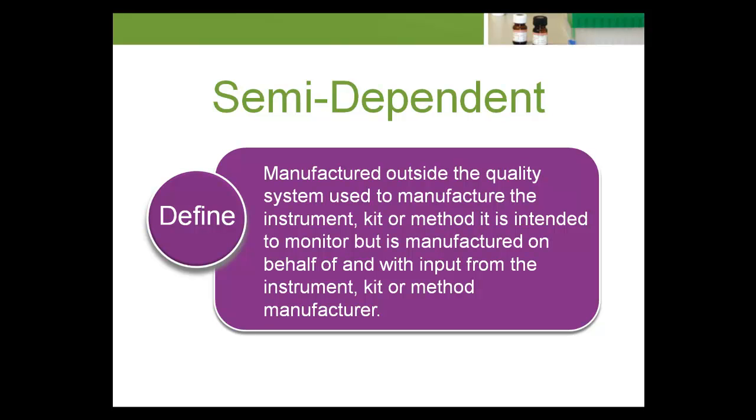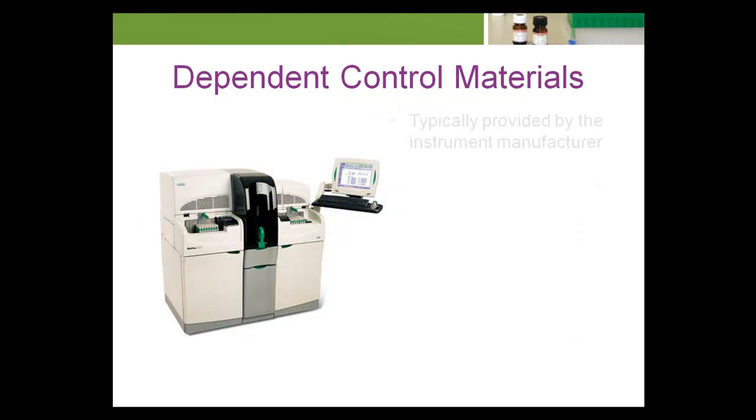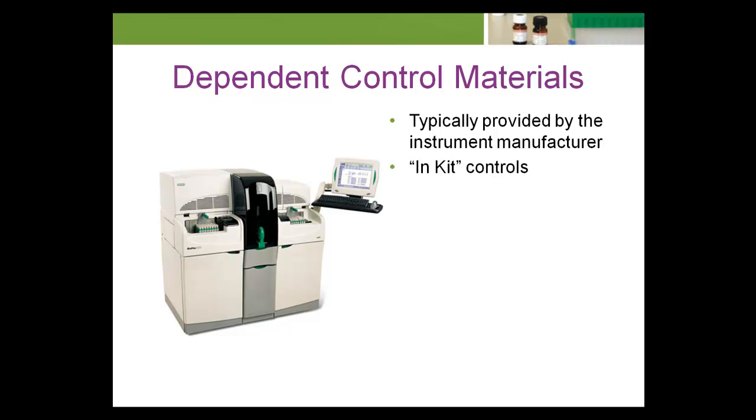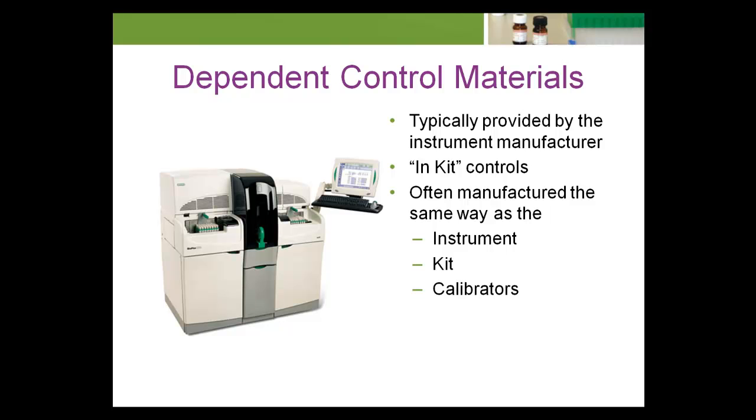Let's look more deeply at dependent, semi-dependent, and independent controls. Dependent controls are typically provided by the instrument manufacturer. This type of control material also includes what's referred to as in-kit controls. Those are control materials provided as a part of a discrete test kit. Dependent control materials are often manufactured from the same lot of raw material, using the same manufacturing process, and made in the same facility used to manufacture the instrument, kit, or method calibrators.